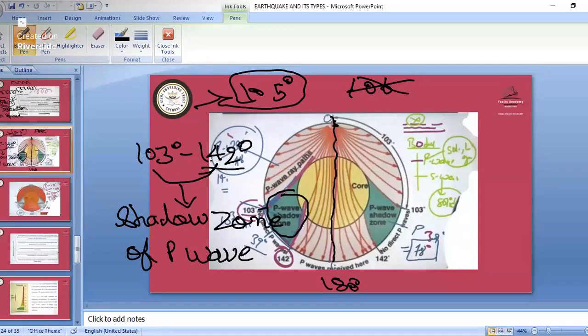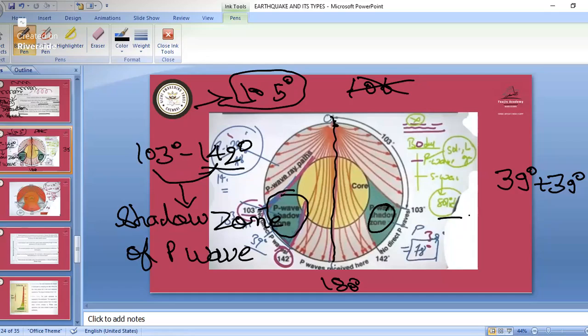So in that case, what is happening? In one hemisphere, how much shadow zone are we having? We are having 39 degree. Then in the other hemisphere, there also we have the same 39 degree. Here also 103 to 142 degree, that much we will have for the P waves. It means there will be no P waves traveling in this particular area. Here we have 39, here we have 39 difference.